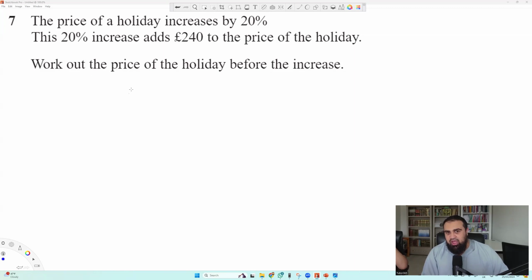So what I would do, I don't know what the original price was. I'm just going to call it X. But then it's been increased by 20%. So I'm going to times it by 1.2. And then it equals 240. But then you have to solve an awkward equation. You have to solve for X.